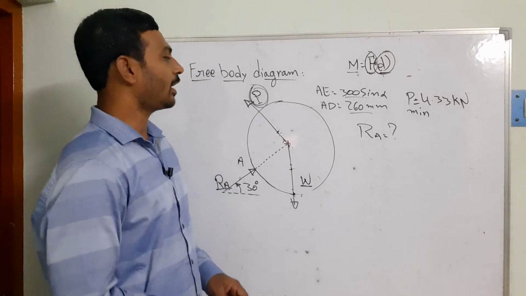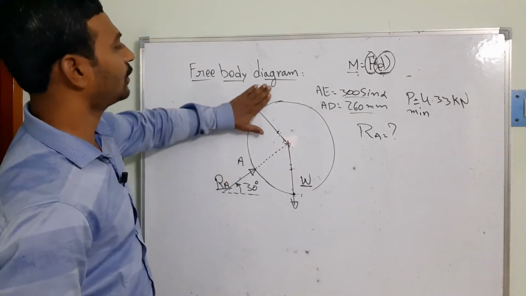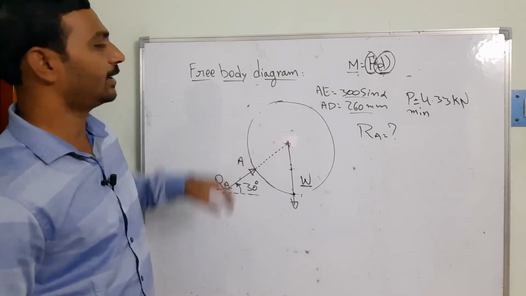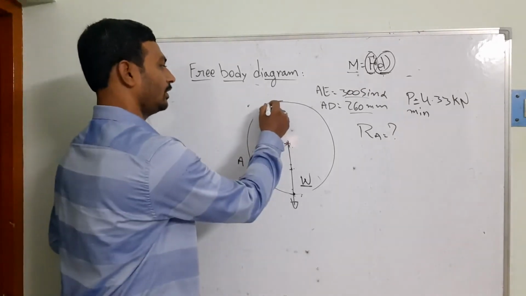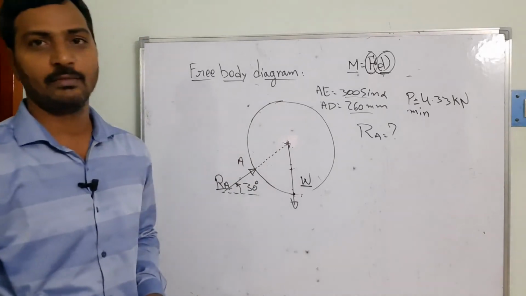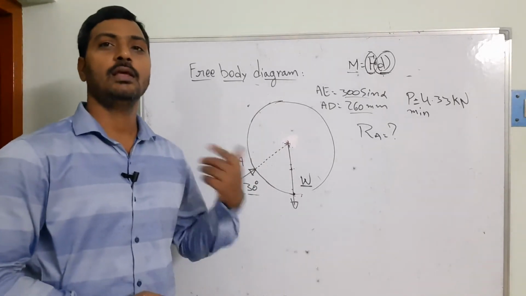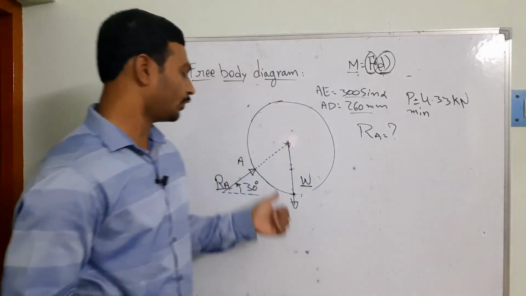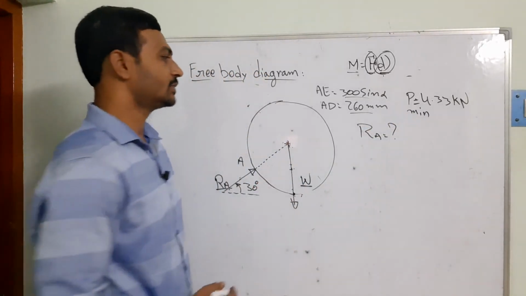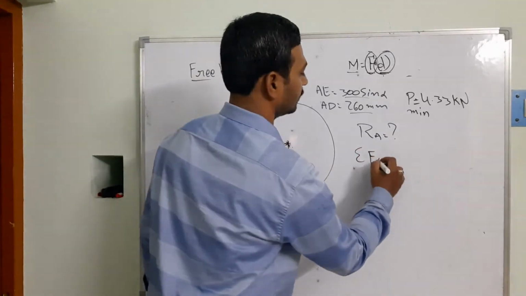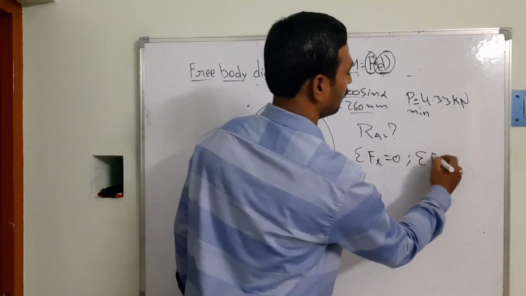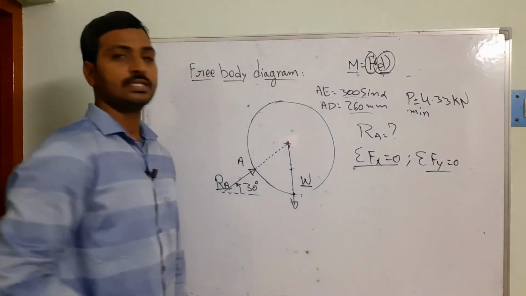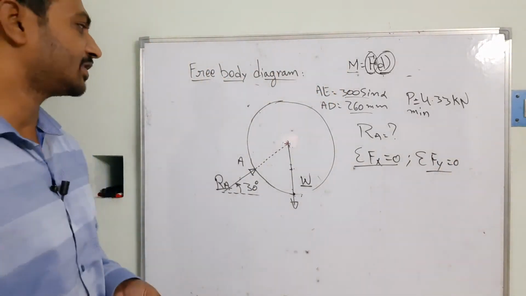In this case, we are not going to use the force we apply on the body to rotate about the point A. The applied force we have already calculated, but we are not going to use it in our equations. So sigma Fx is equal to 0 and sigma Fy is equal to 0. That means the summation of the forces in the x direction is equal to 0, and the summation of the forces in the vertical direction is equal to 0.